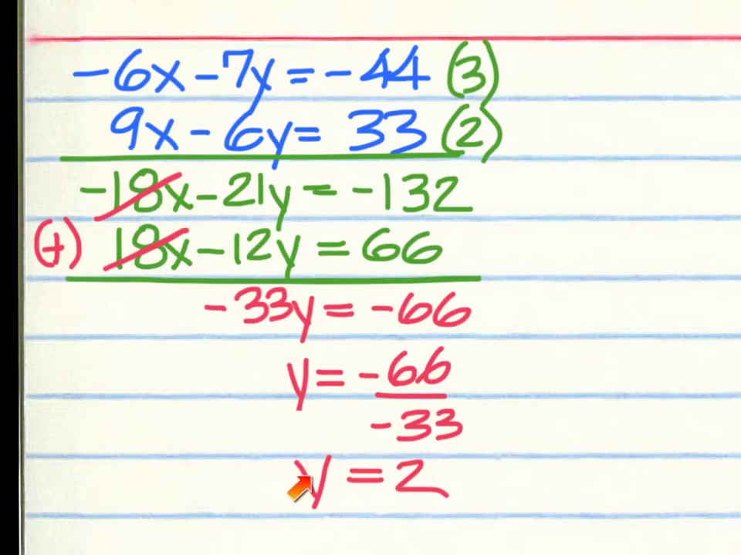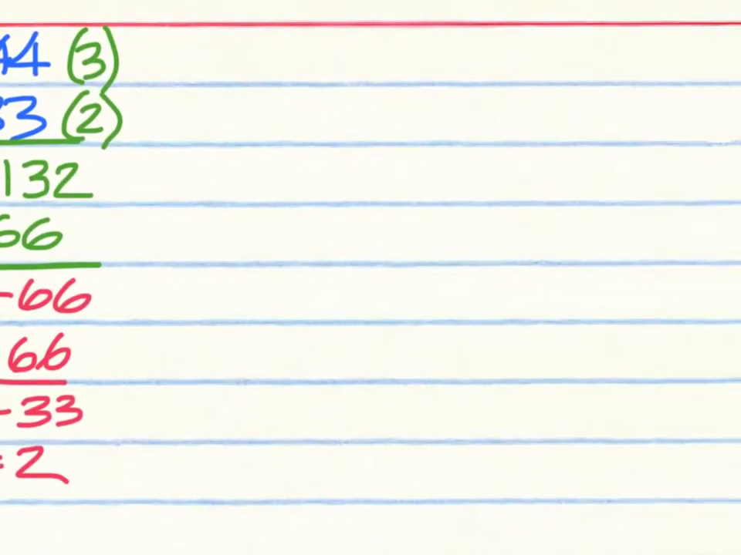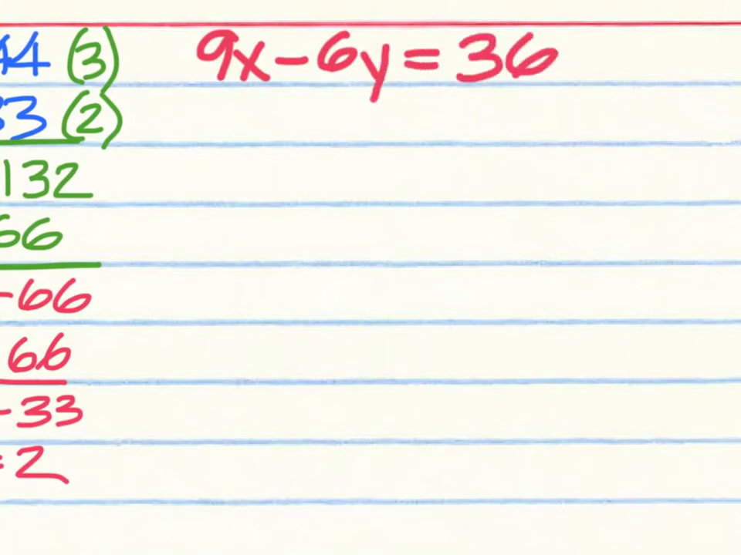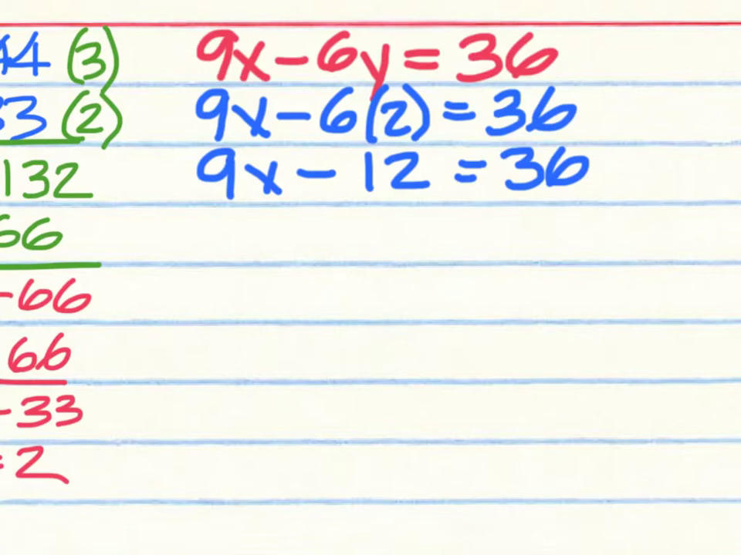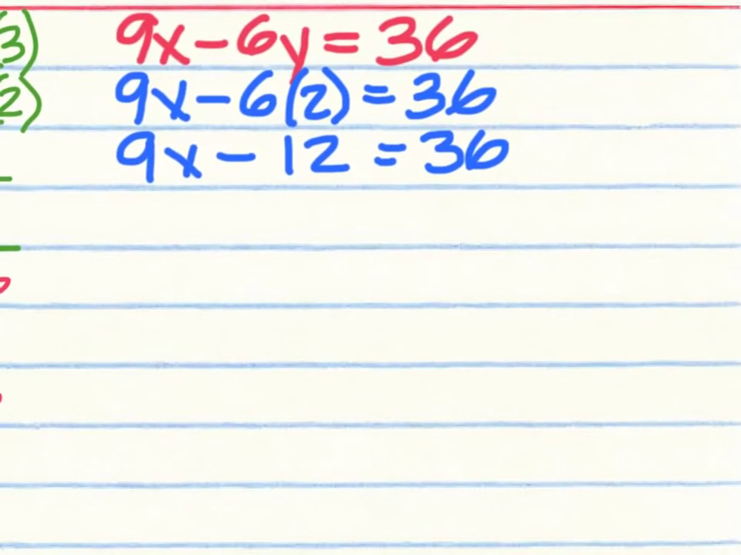Use y equals 2 up here in one of these blue equations, and it looks to me like the second one would be easier. It doesn't have a negative out here. So we'll use 9x minus 6y equals 36. Remember y equals 2, so that's what we're going to plug in place of the y. And then simplify to get a -12. That should be a 33 out here. That's my fault. That should be a 33.